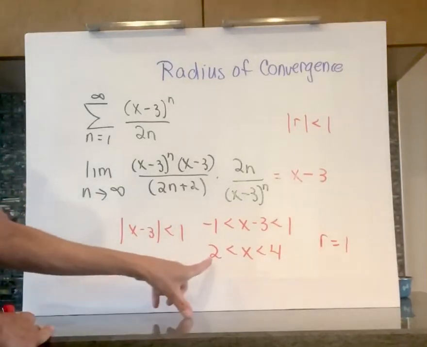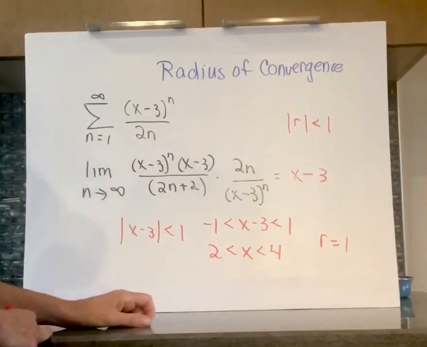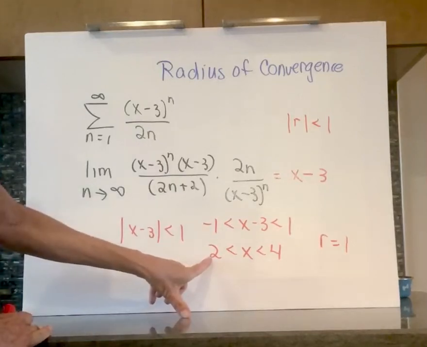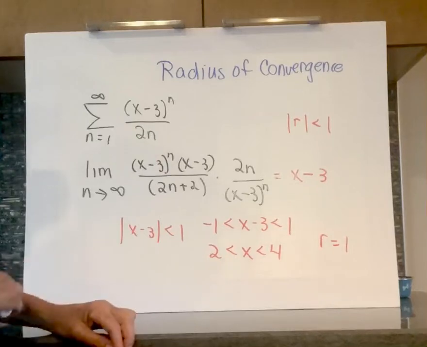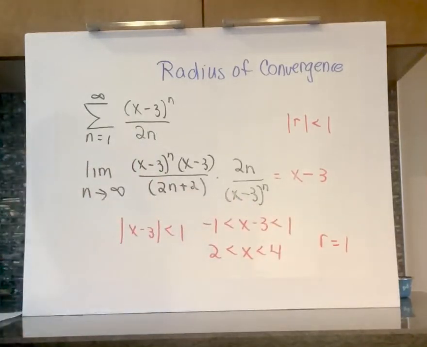Don't worry about the endpoints right now. That's the next lesson. We're going to check to see if it converges at 2 or if it converges at 4, or both, or neither. But that's the next lesson. So right here, our radius is equal to 1.